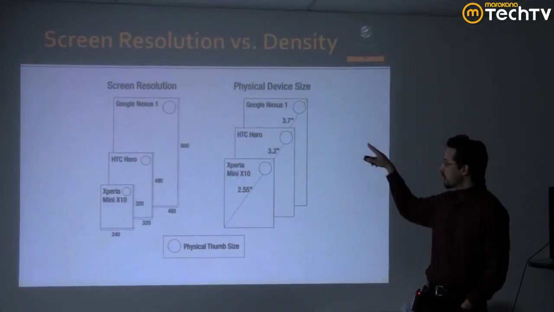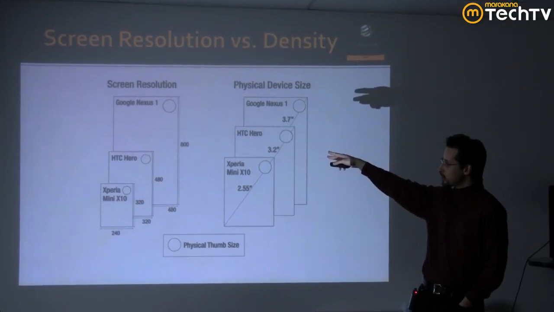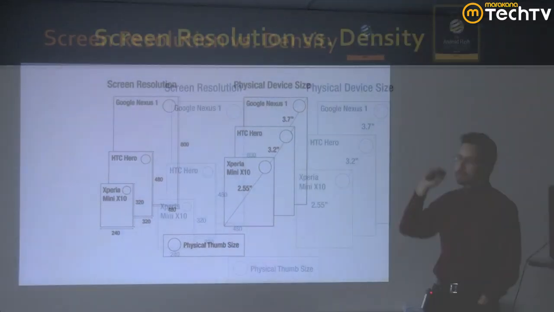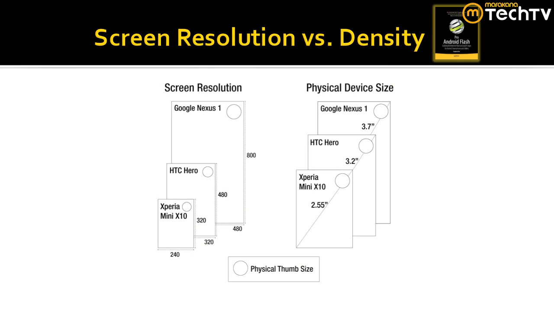This is a comparison of the screen resolution versus the physical size. So the outer guy here is a Google Nexus 1, which is 800 by 480 pixels and 3.7 inches. Compared to the HTC Hero, it's 480 by 320 pixels, but the screen size is fairly big. It's actually 3.2 inches. So you can see that the physical dimensions and then the screen size vary quite a bit. And the last one here is an Xperia Mini X10.